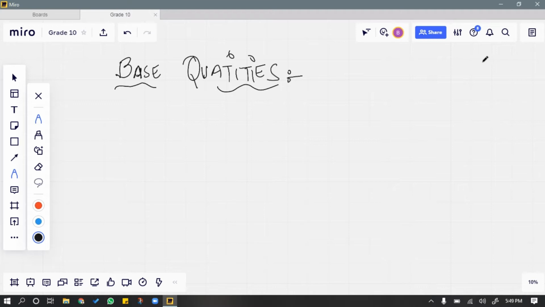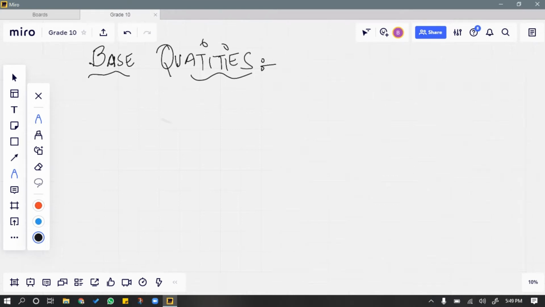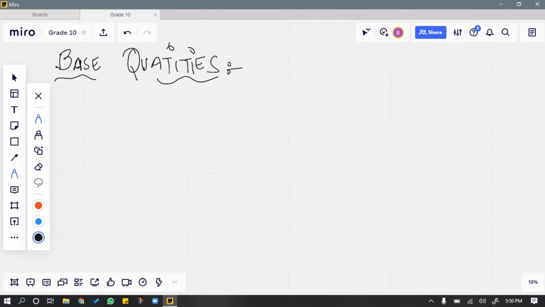And now today we are going to discuss base quantities, derived quantities, and the SI system, which gives us some units for measurements. So our main concern today is base quantities. What are base quantities and how are they playing an important role in physics? They are, you can say, the fundamental of physics.